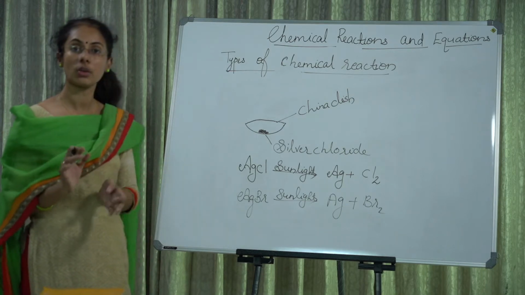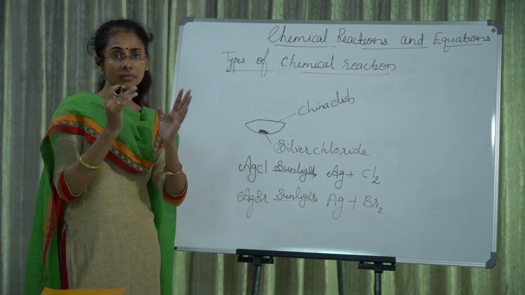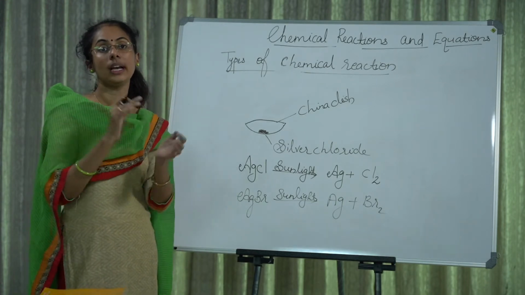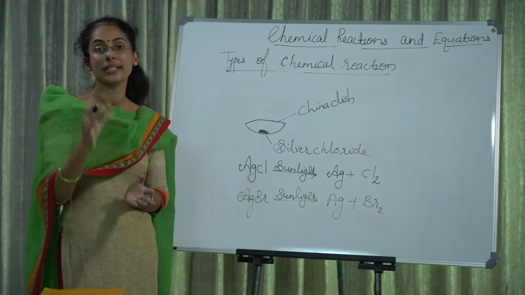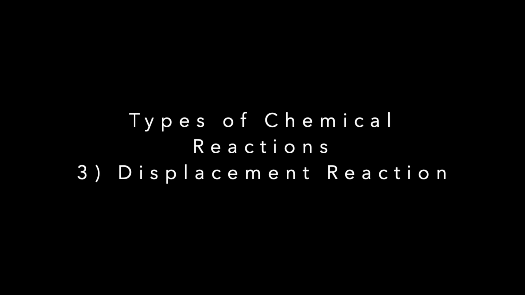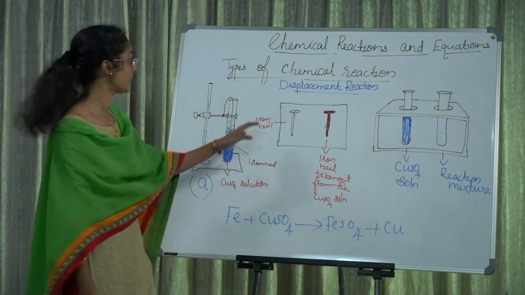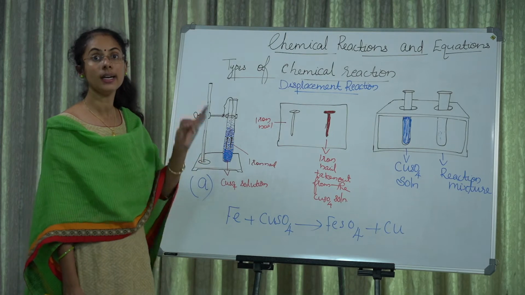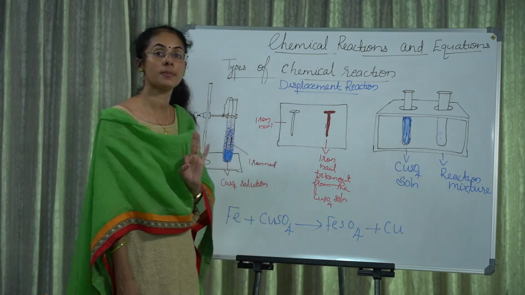Then electrolysis of water. What happens in the electrolysis of water? H2O converts into hydrogen and oxygen. On the electrolysis of water, water decomposes to form hydrogen and oxygen. Next one is displacement reaction. First one is combination, second one is decomposition, and third one is displacement reaction.